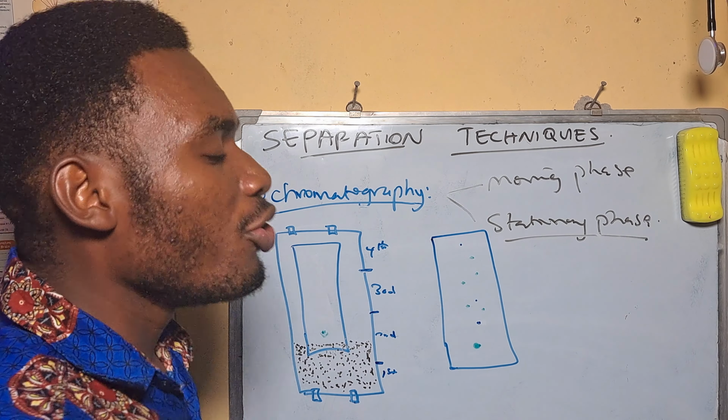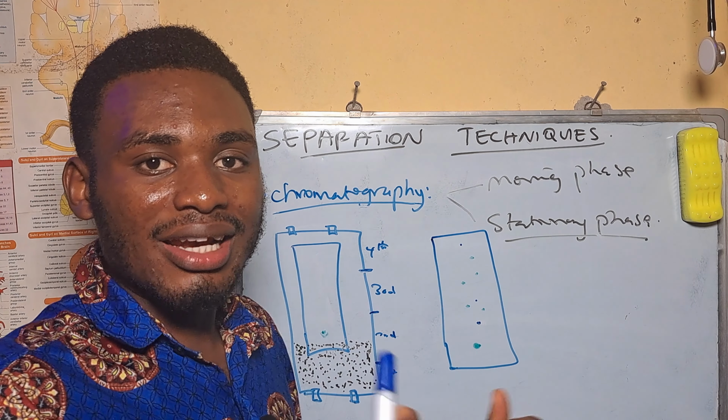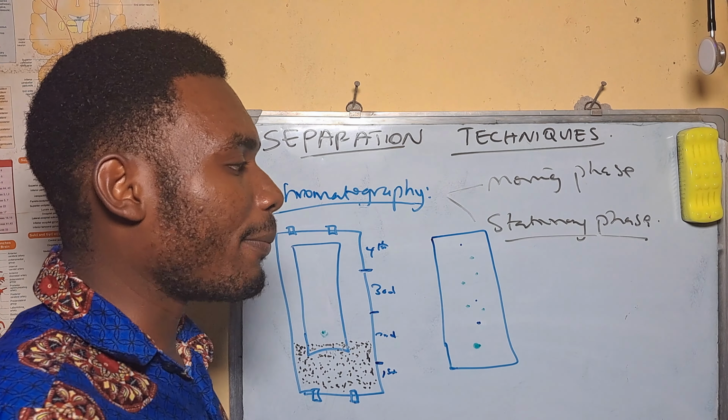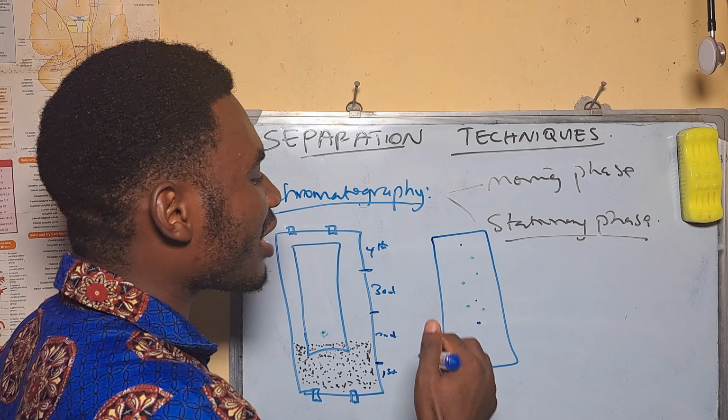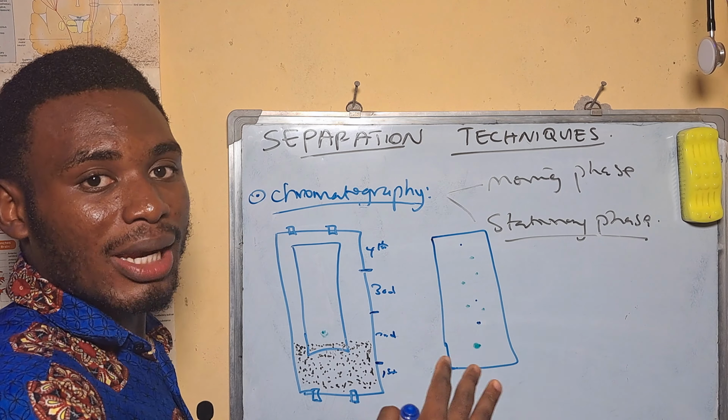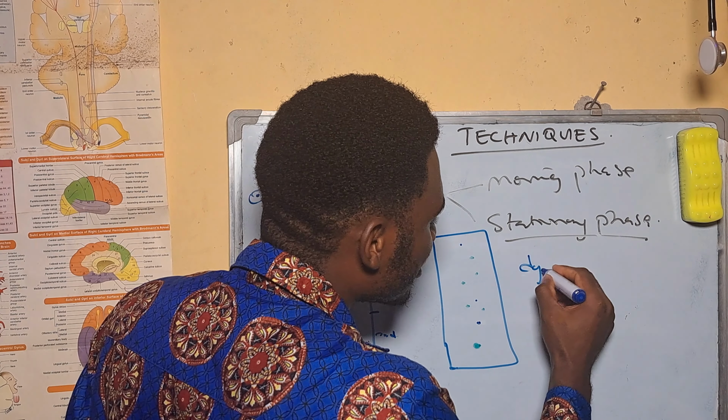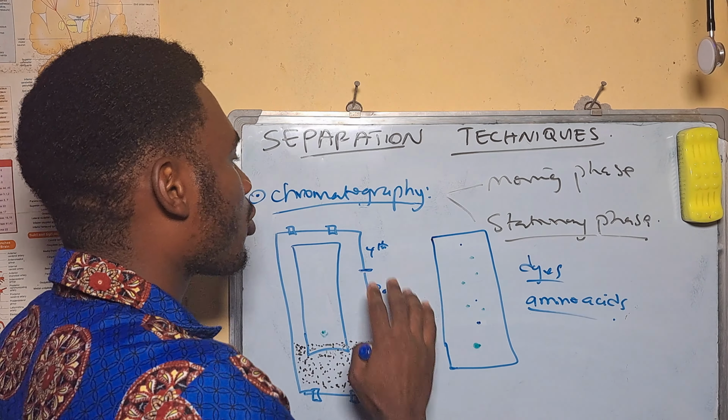This chromatography, you employ it basically in some scientific analysis. So maybe when you want to study, for example, mixtures like dyes and also some amino acids. It's basically used in some laboratories to see the nature of these dyes and amino acids. So that's for chromatography.